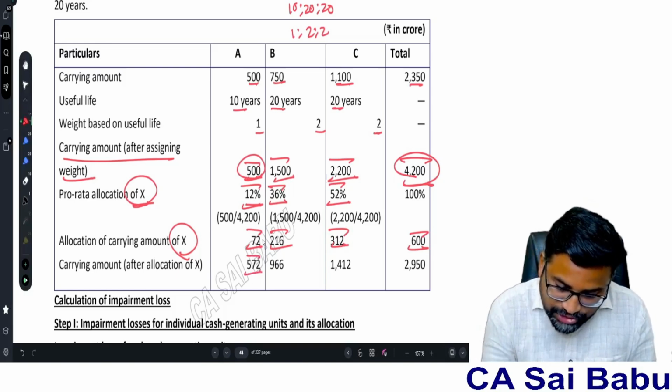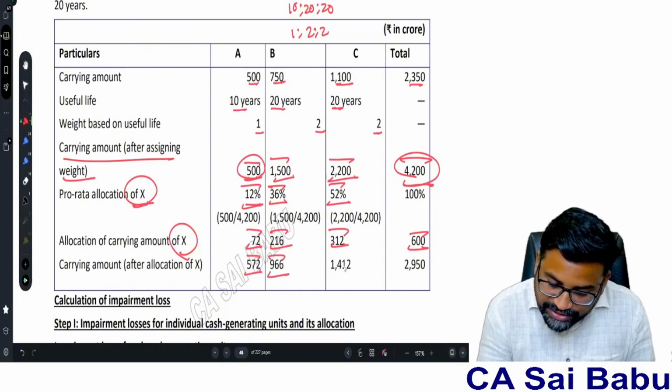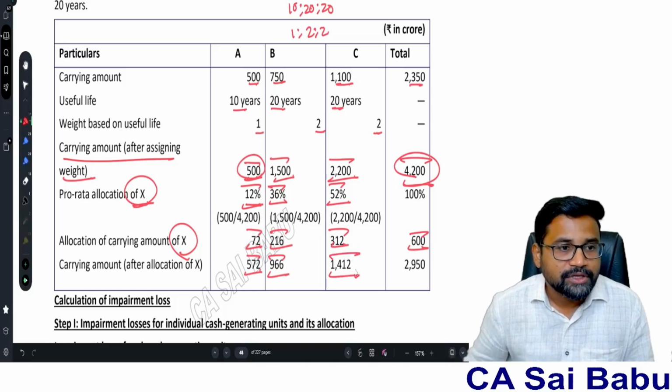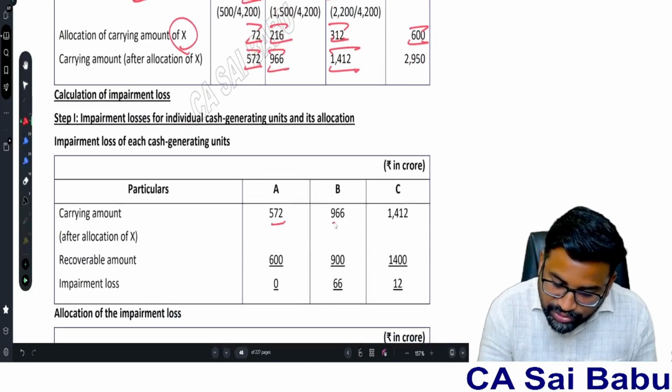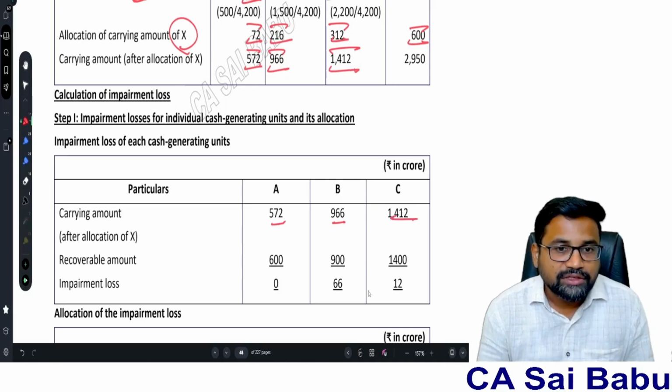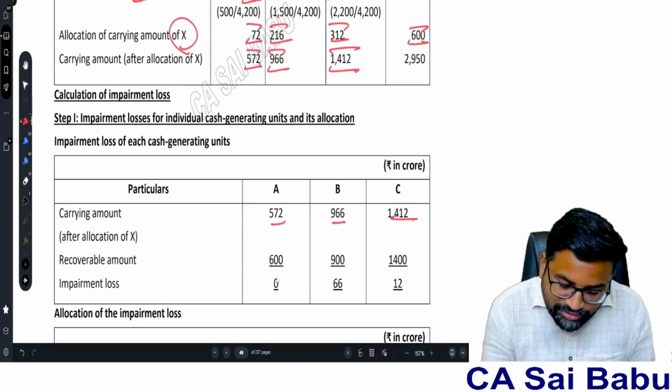Now once you allocate the corporate assets to the cash generating units, what is the carrying amount? Here 572: 500 plus 72. 750 plus 216, 966. 1100 plus 312, 1412. So this is the carrying amount. So once you know the carrying amount, 572, 966, 1412, compare with recoverable value. Recoverable value they have given in the question.